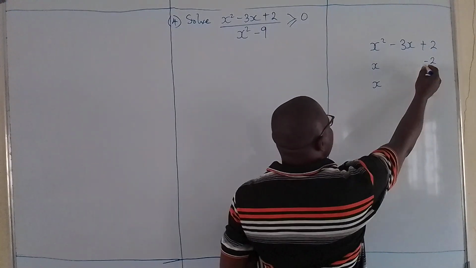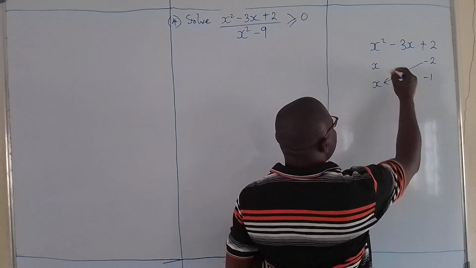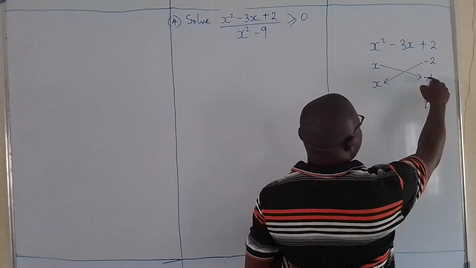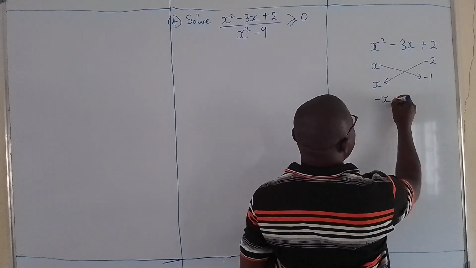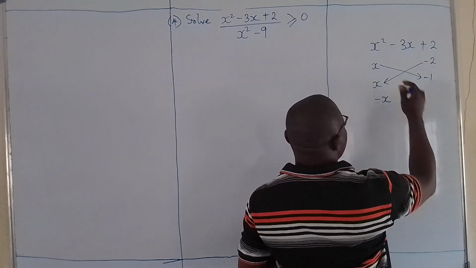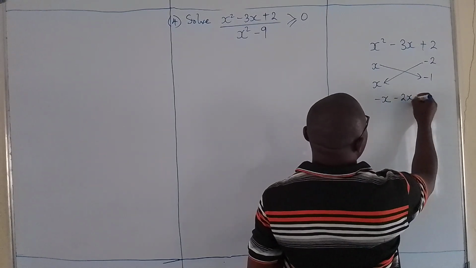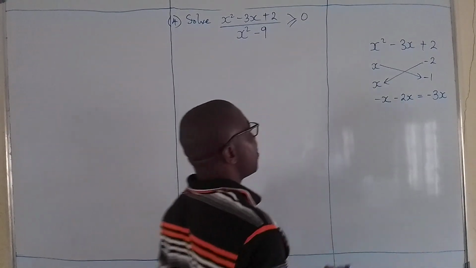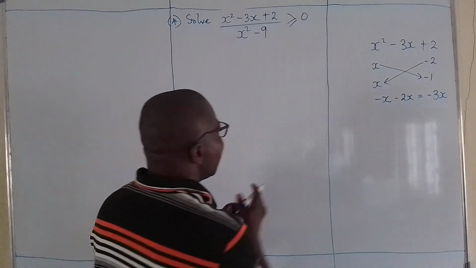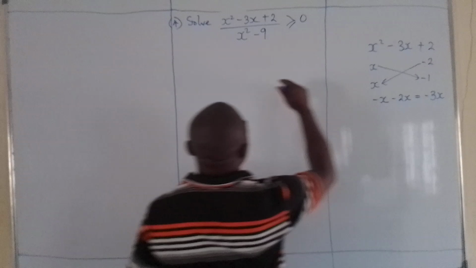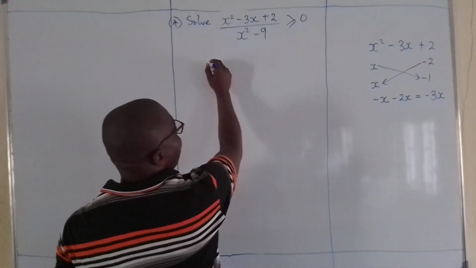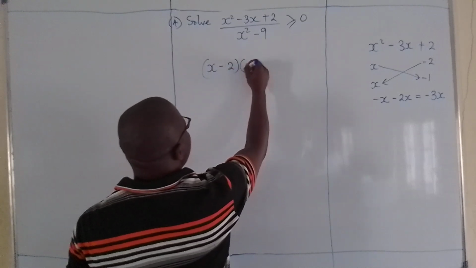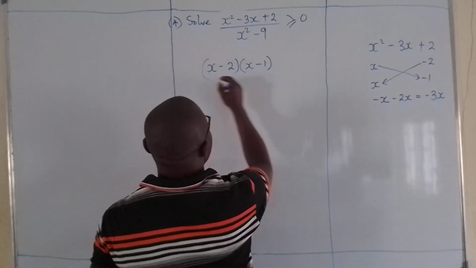If we cross multiply this, that is x times minus 1, that's negative 1. Minus 2 times x, that's negative 2x. As you can see, it's giving us the middle term. So once that is achieved, we put these factors in brackets, which means that the numerator can be written as x minus 2, x minus 1. That's for the numerator.